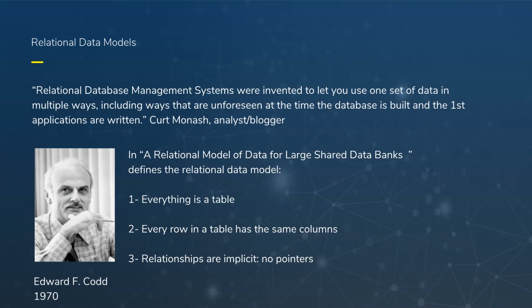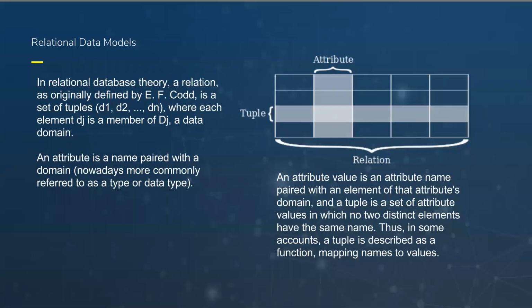The first one is that everything is a table. The second one is that every row in a table has the same columns. And the third one is that relationships are implicit. There are no pointers. Besides, he defines relations. A relation is a set of tuples where each element is a member of a domain. We commonly refer to a domain as a data type.